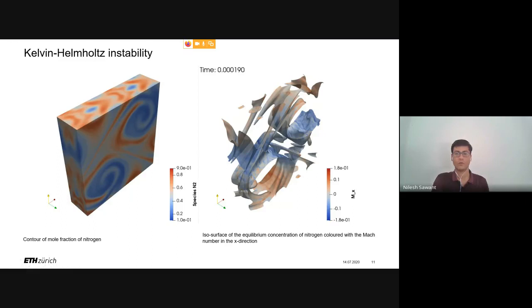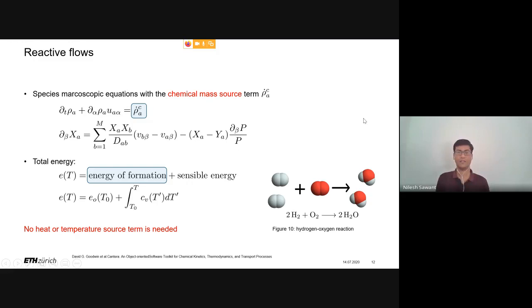So moving on, now we have a model that is very ready to do reactive flows. All we have to do is add this small source term, which is a chemical mass source term, to the species equation. The Stefan-Maxwell diffusion remains as it is. And we rewrite the energy to include the total energy. Usually in fluid dynamics, we only have the sensible energy, but now we also include the energy of formation.